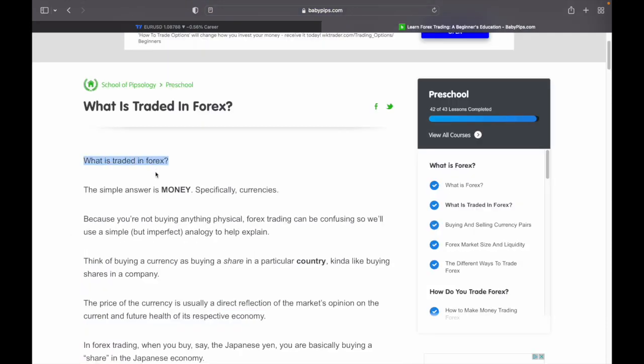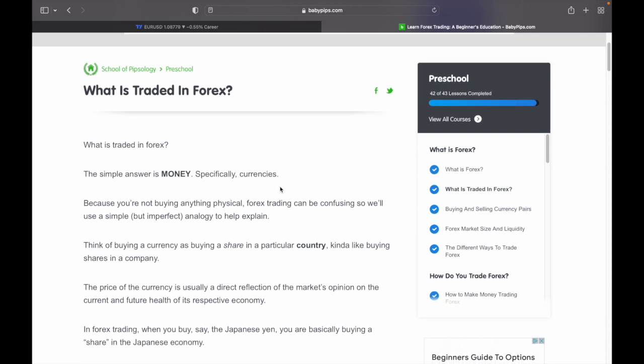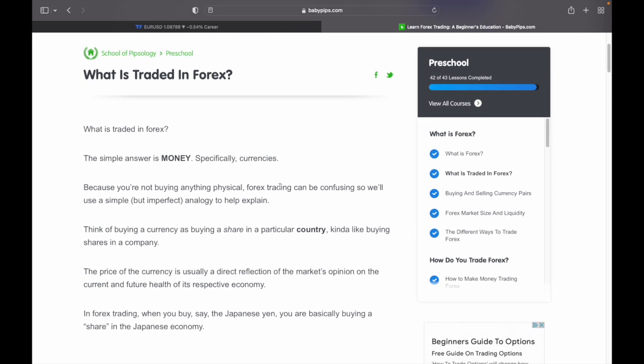So what is traded in Forex? The simple answer is money, more specifically currencies. Because you're not buying anything physical, Forex trading can be confusing, so we'll use a simple but imperfect analogy to help explain. Buying a currency is like buying a share in a particular country, kind of like buying shares in a company. They're using a stock market reference, so it makes it a little bit easier to think about.